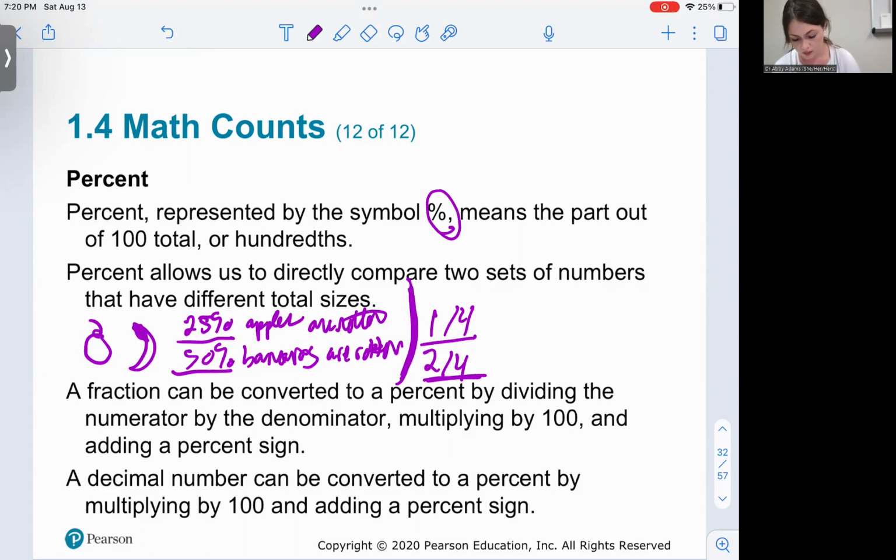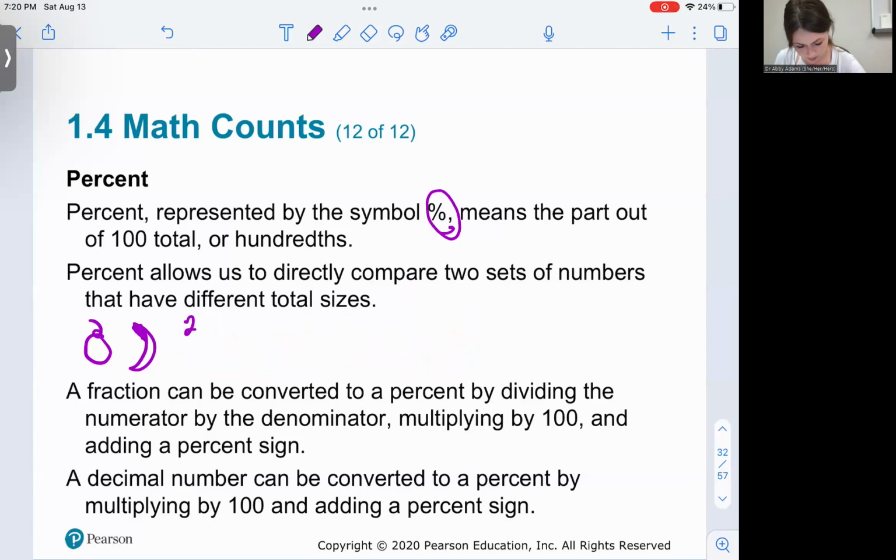Okay, just to give you a little reference, a fraction can be converted to a percent by dividing the numerator by the denominator, multiplying by 100, and adding a percent sign. All right, and we're going to do some examples of that. But basically, let me get rid of all this. I'm just trying to show you what a percent of a total is. So you don't always have 100 as the total, right?